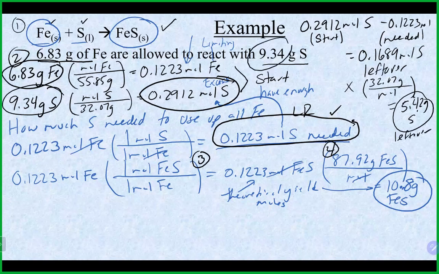Remember, I started with about 9 grams of sulfur, and I have about 5 grams left over. So in this reaction, I use a little under 4 grams of sulfur. In terms of the iron, which is the limiting reagent, I should have none left over at this point, right? It all should be used up. Any questions on that there?